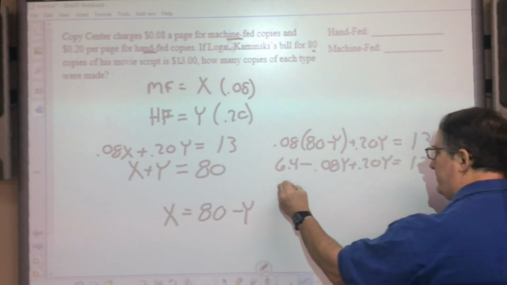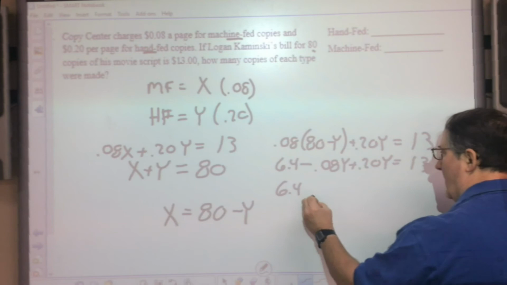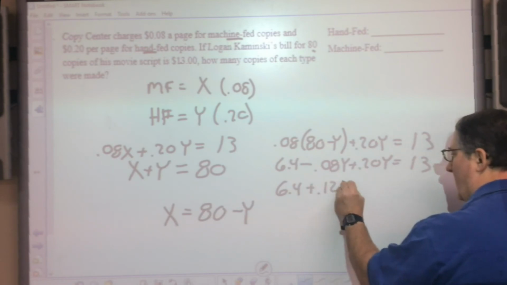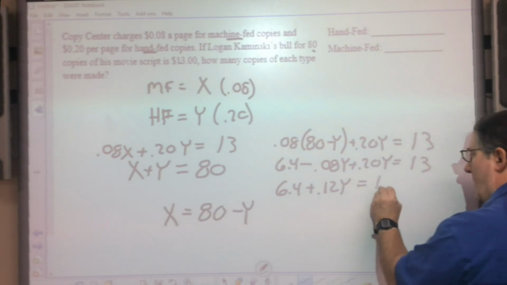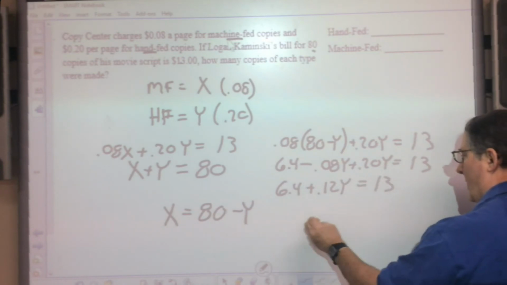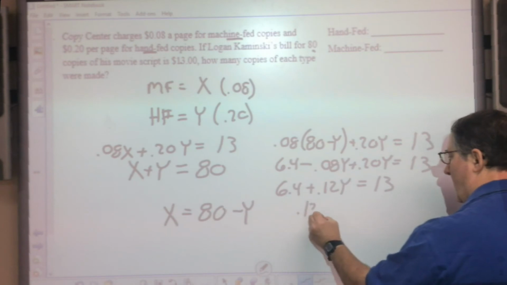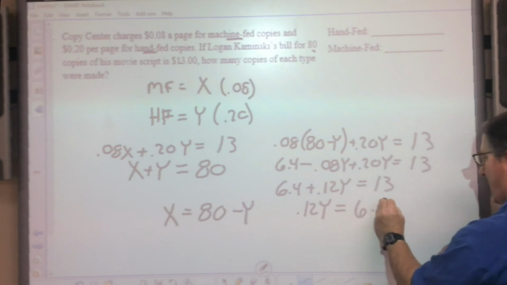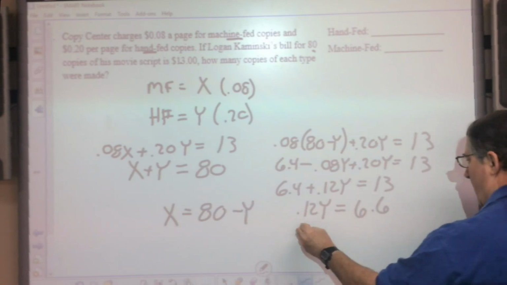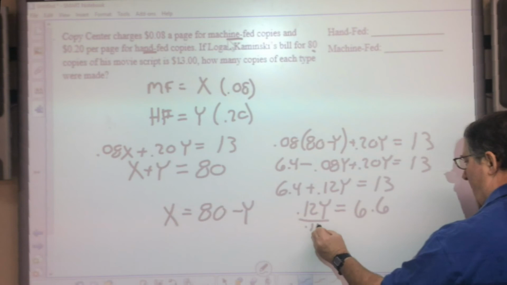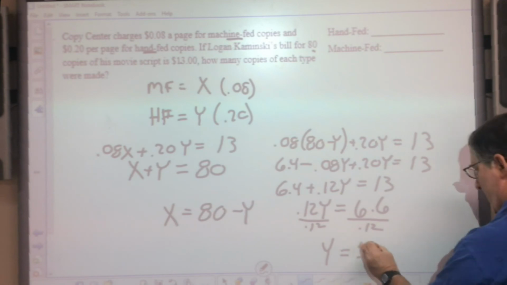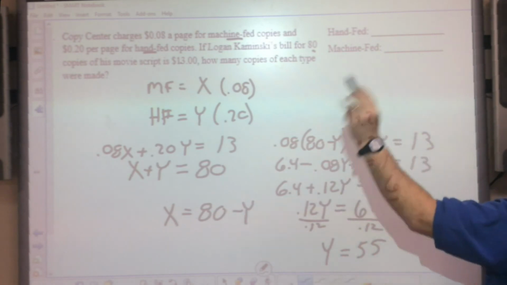Combine like terms. And then getting the numbers on one side and the letters on one side by themselves. And then dividing both sides by 0.12 to get y by itself, solving for y. And y, which is the number of hand-fed copies, we get 55 hand-fed copies.